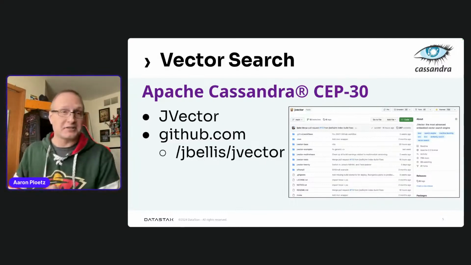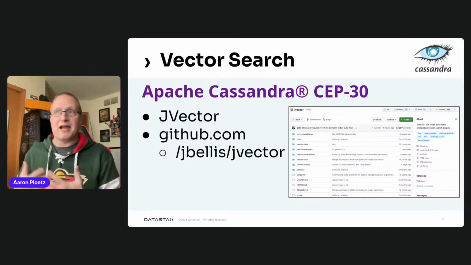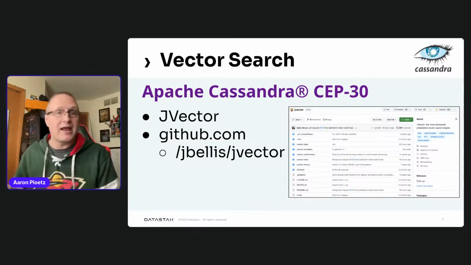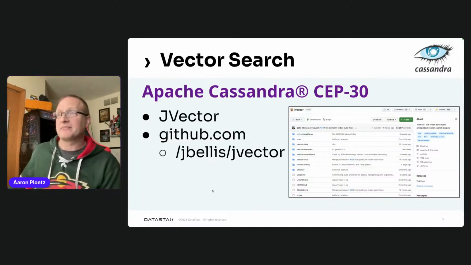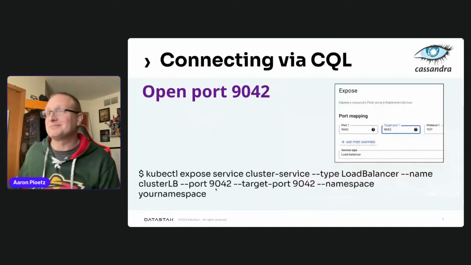So this is what makes all of this possible today when we're building applications based on the Retrieval-Augmented Generation, or RAG, paradigm. It's important to have a vector store underneath, and Apache Cassandra does that.